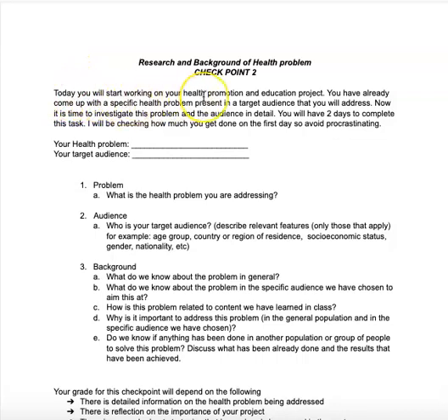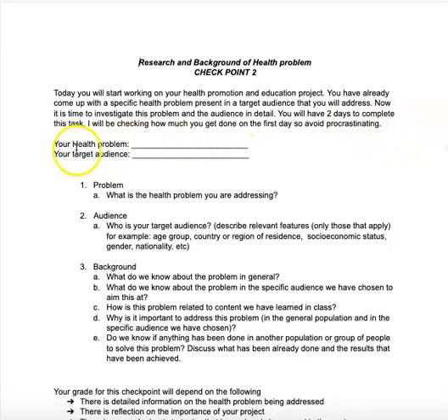Today you will start working on your health promotion and education project. You have already come up with a specific health problem present in the target audience that you will address. Now it is time to investigate this health problem and the audience in detail. You will have 2 days to complete this task. I will be checking how much you get done on the first day on class number 2, which is today, where you're supposed to be watching this video, to avoid any procrastinating.